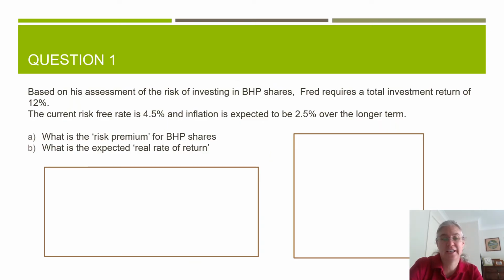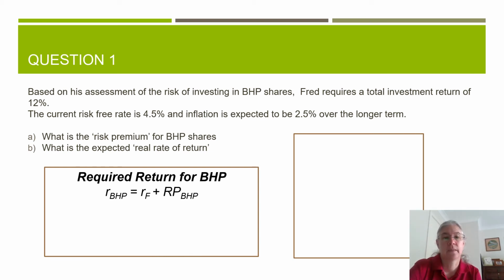Let's do a practice question now. So we had our formula and we'll have a go at using it. So based on his assessment of the risk of investing in BHP shares, Fred requires a total investment return of 12%. The current risk-free rate is 4.5% and inflation is expected to be 2.5% over the long term. So we're being asked to find two things. What is the risk premium for the BHP shares and what is the expected real rate of return?